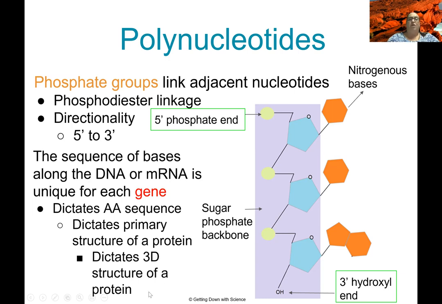And therefore, because the primary structure is what really determines the overall three-dimensional shape of the protein, that sequence of bases in the nucleic acid is going to dictate or determine the 3D structure of the protein.